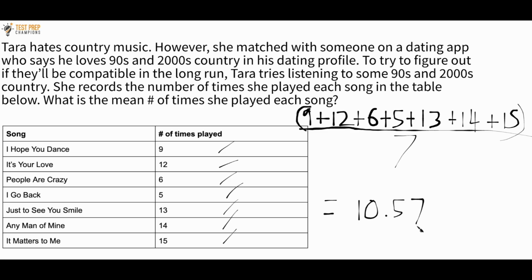So as long as you got 10.57, or if you rounded this, it doesn't really matter. As long as you got about this here, 10.57, as long as you knew to add up all of the numbers and divide by the total number of numbers, consider that you got the right answer. And if you weren't sure how to do this, absolutely no worries right now because we're just practicing. I hope this was a learning experience.